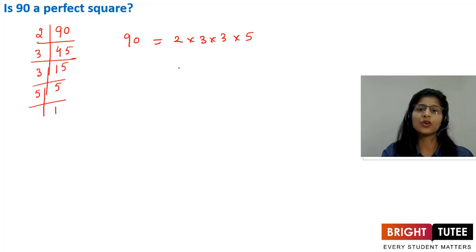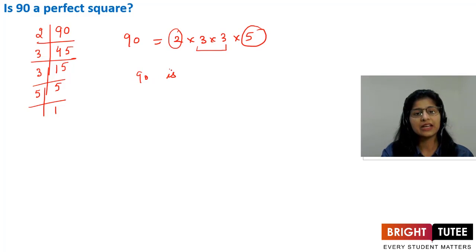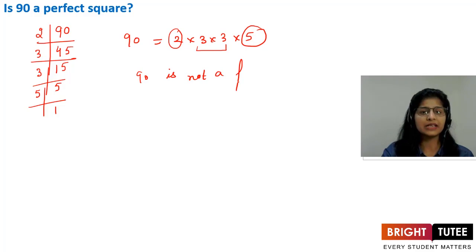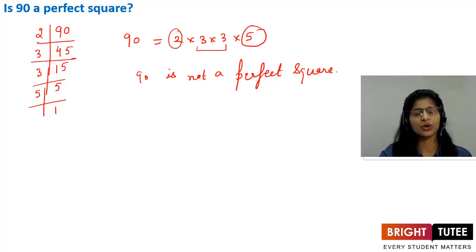So let us try to form pairs. If all the numbers are in pairs, then definitely 90 is a perfect square, otherwise it is not. So we see that a pair is only formed for 3. 2 is left unpaired, 5 is left unpaired. So we say 90 is not a perfect square. Clear? This is how you check whether a number is a perfect square or not using prime factorization.